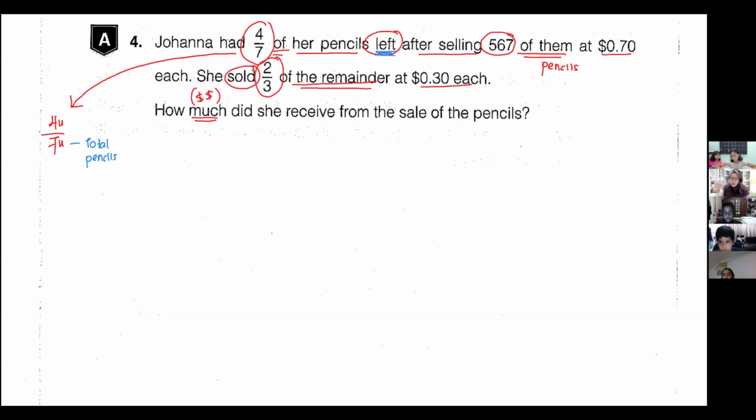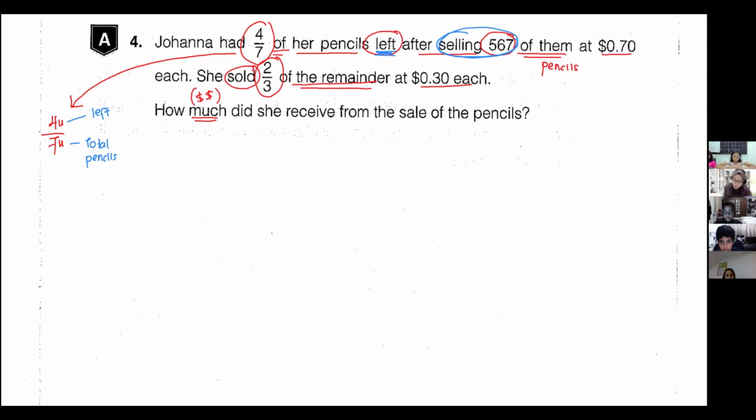Many students get very confused. They thought that the 4 units is those that they sold. Okay. For this question, it's different. They turn the thing around. Instead of what they sold at first, they give you the leftover first. That's the difference. Okay. So this is what was left after selling 567 of them.